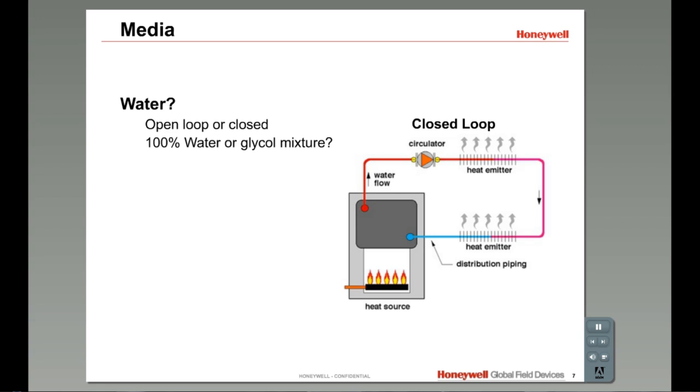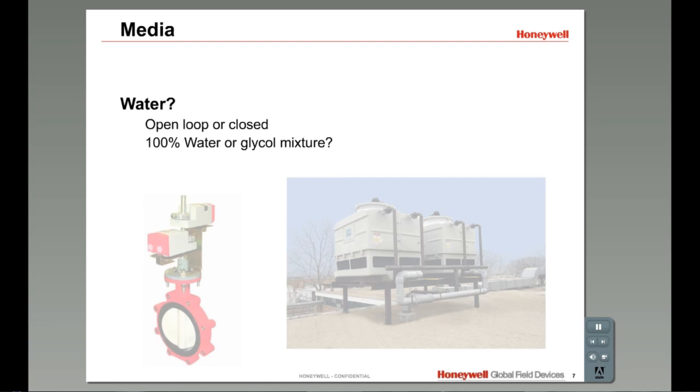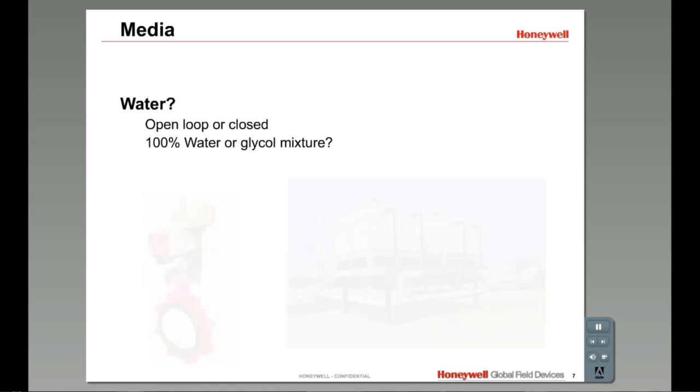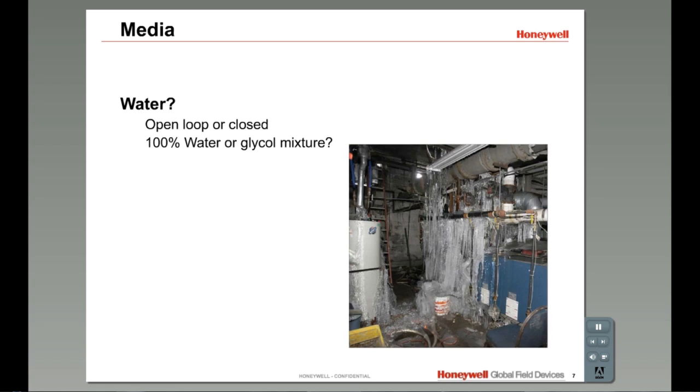Some cooling systems called cooling towers are open loop, so valves must be selected that can tolerate the oxygen in the water. Honeywell VFF butterfly valves can be used in open and closed loop systems and are often used with cooling towers. Of course, when water gets too cold, it freezes. Frozen pipes not only result in equipment failure, they can cause expensive property damage.